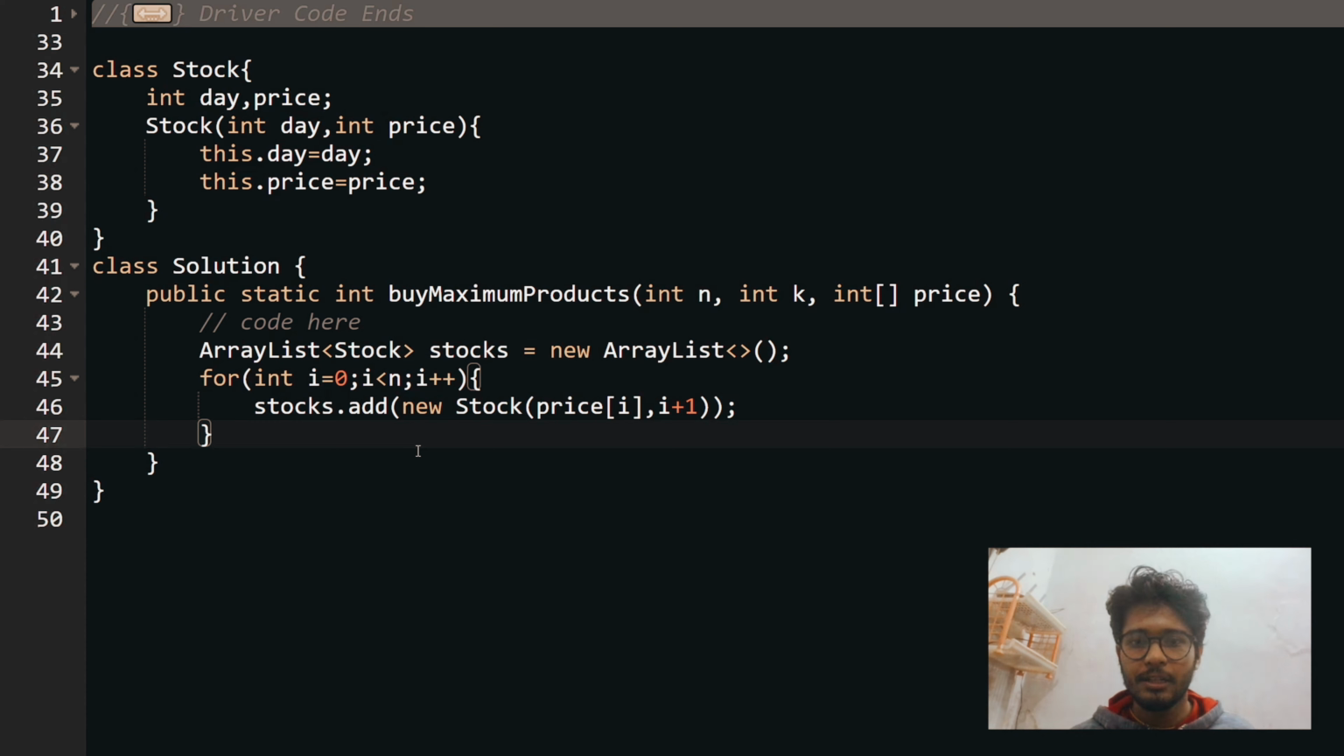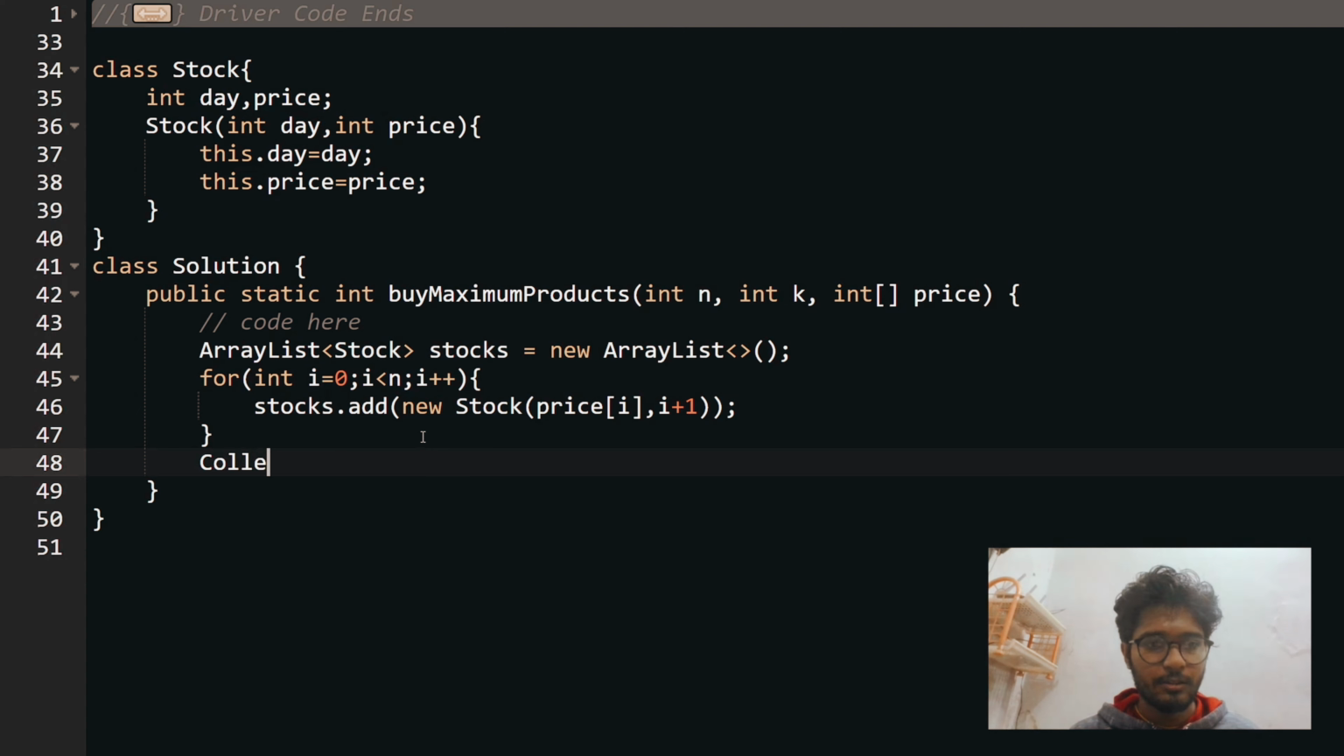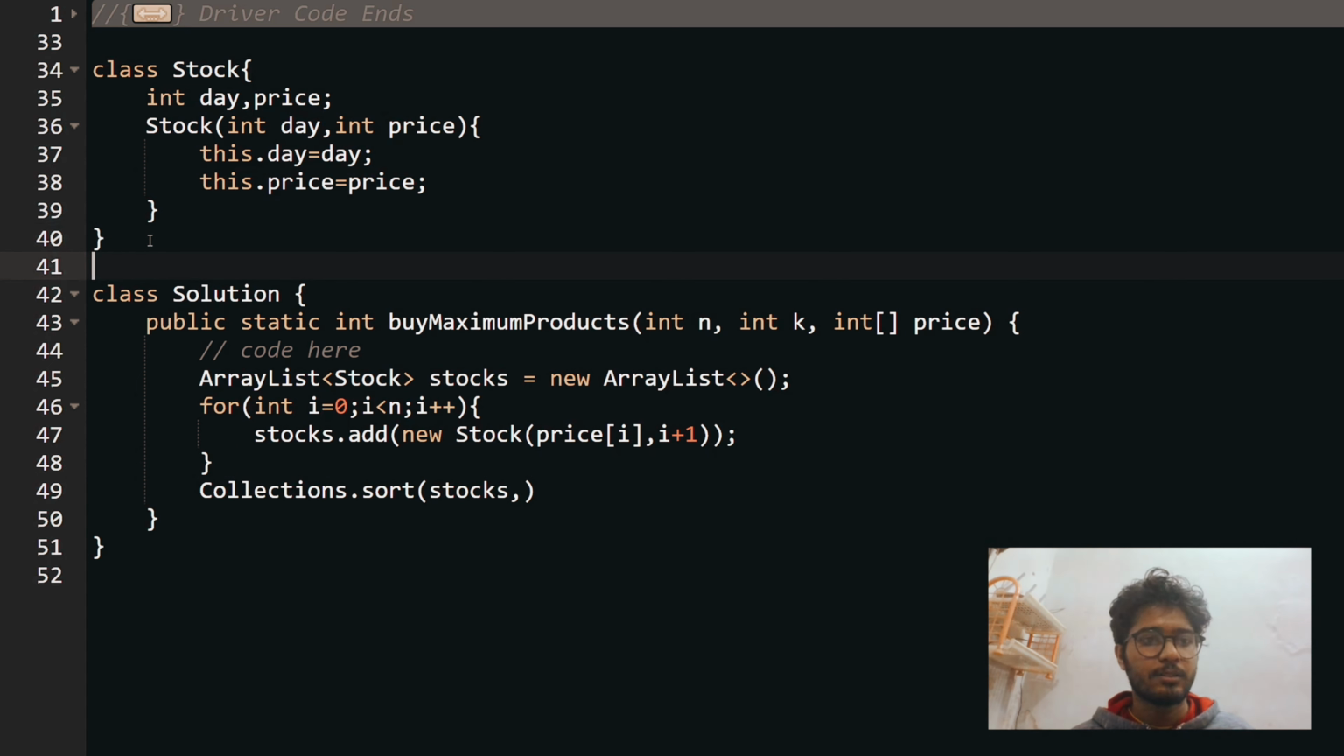Now as we have added all the elements in our ArrayList, we have to sort that ArrayList. I have created a detailed video on sorting and the Comparator interface. There is a link, maybe you can see somewhere. So please check it out if you have any confusion with this. So let us sort our ArrayList with Collections.sort, where it will take our ArrayList and we have to create a custom logic to sort the ArrayList based on the given price. So let's create the custom logic.